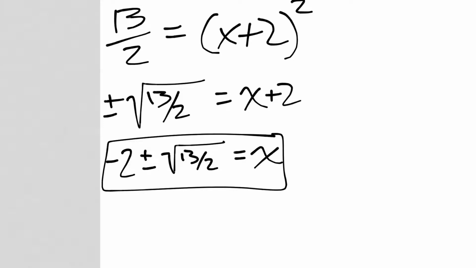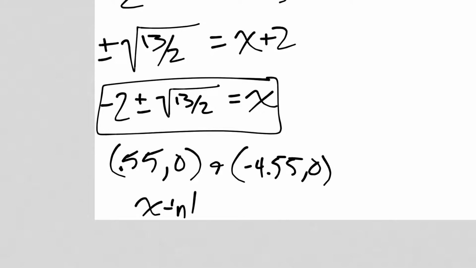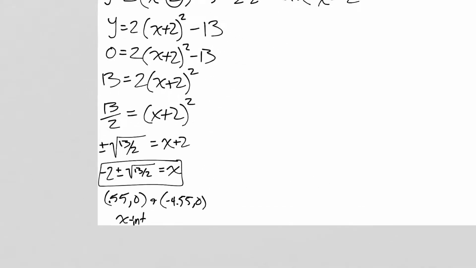-2 plus the square root of 13 halves. Make sure that the denominator of 2 is inside that square root. We should get one x-intercept at 0.55, essentially 0.5495, so we'll round that to 0.55, comma 0. The other one, go ahead and do -2 minus the square root of 13 halves, and you should get another one at -4.55, comma 0. Those are our x-intercepts. Again, they should be centered on that axis of symmetry.